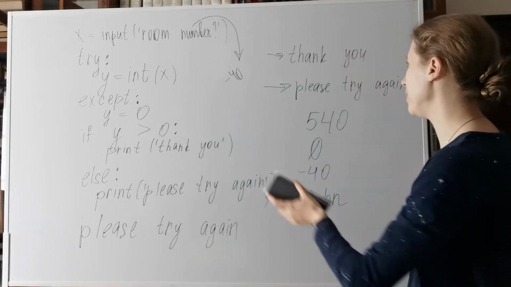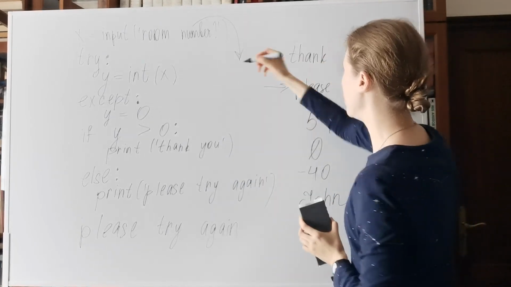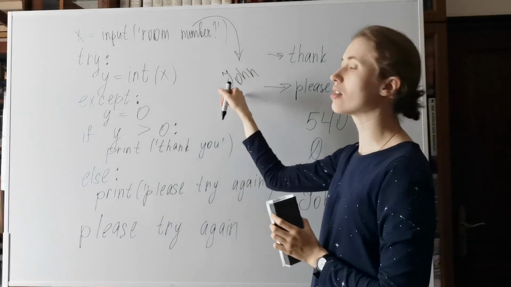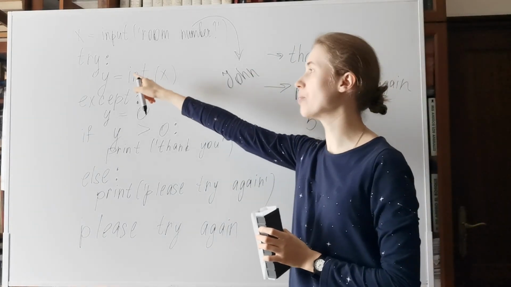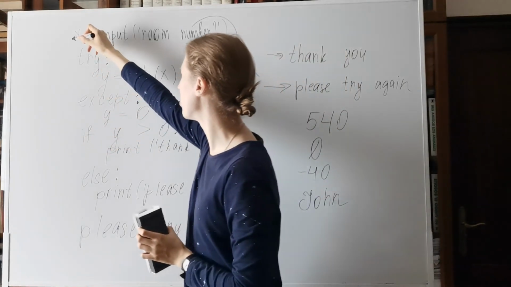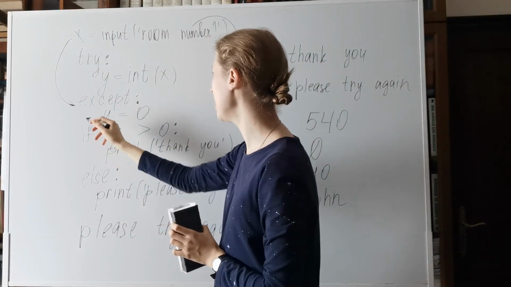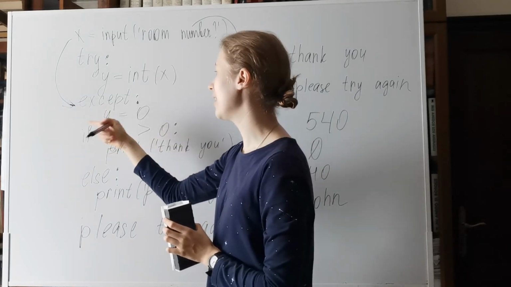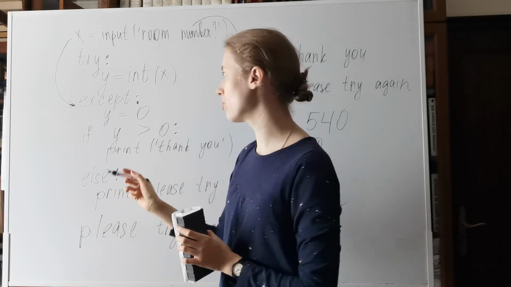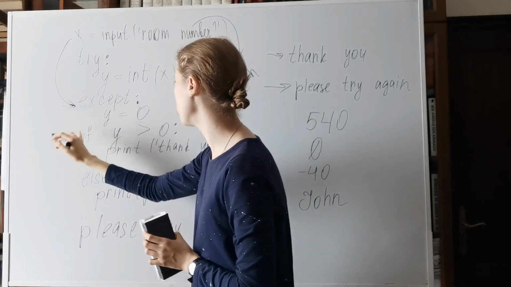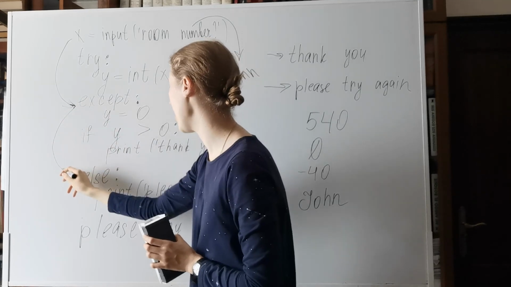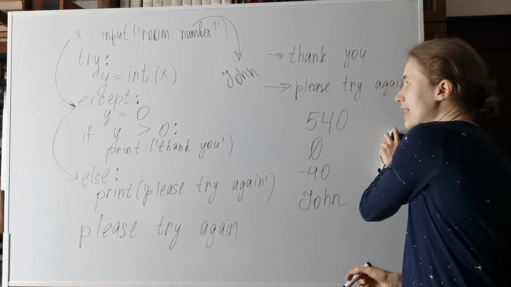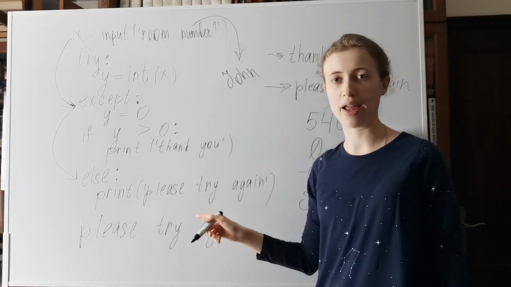And let's see what happens if John made a mistake and wrote John. So this is irrelevant information. It doesn't come to the block try. It comes from here to except block, and there we gave that in this case y is equal to 0. That's why it skips the if block, it comes directly to else block. And then in this case also we receive the same output. "Please try again."